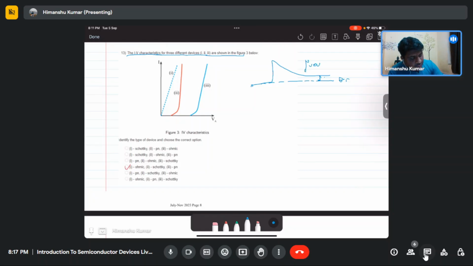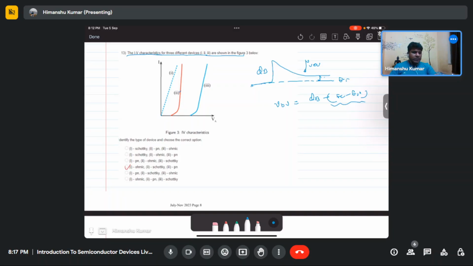Okay. So this is phi b, so VBI is basically equal to phi b minus (EC minus EF). So in the ideal PN junction, normally this is phi b, but in case of a Schottky junction, this built-in potential will reduce by this amount compared to the normal PN junction.